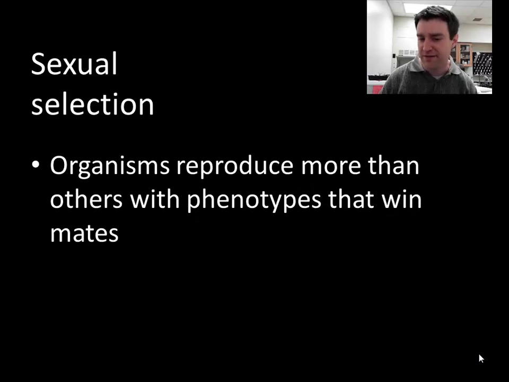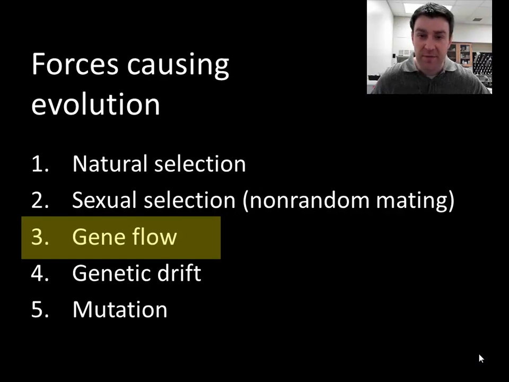So both of them involve differential reproduction, sexual and natural selection, but for different reasons. If phenotypes help you survive to reproduce more, natural selection. If phenotypes help you win mates more often, sexual selection. Great. Let's move on. Let's talk about gene flow.